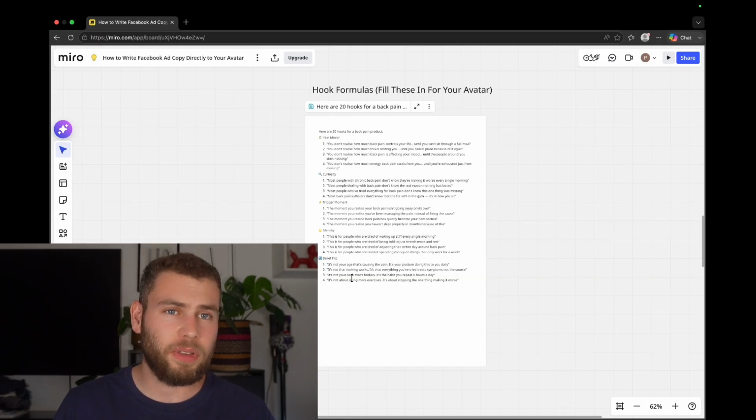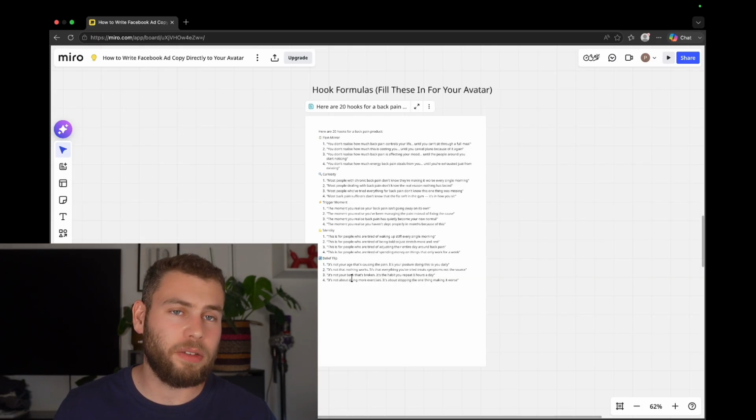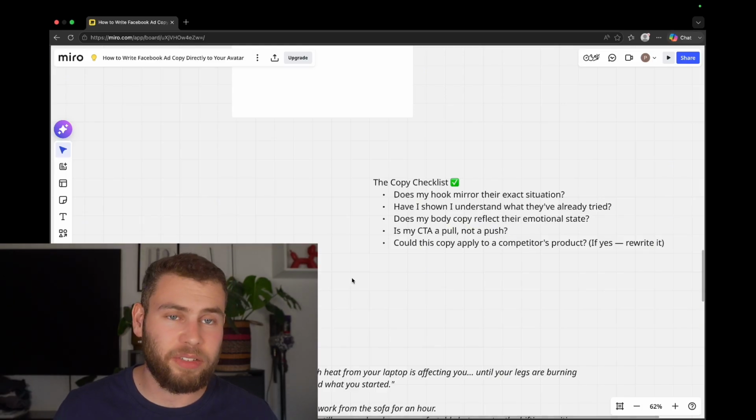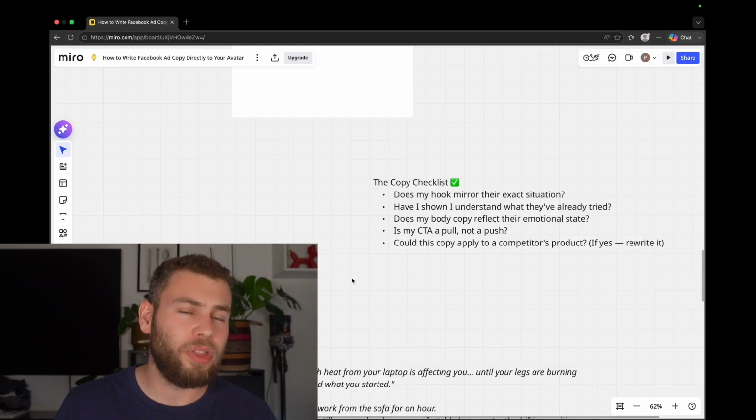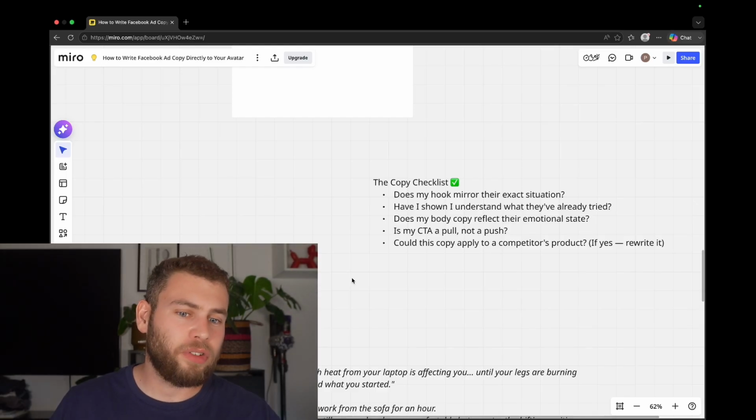Now with these, you can fill these in for your avatars, and it's going to constantly be feeding the chat prompt that you've got already, and we're going to be able to curate some amazing ad copy. So we have a bit of a copy check. Does my hook mirror their exact situation in their exact moment in their life? Have I shown I understand what they've already tried? Does the body copy reflect their emotional state? Is my call to action a pull and not a push? One thing to mention, if this copy could be applied to a competitor's product, we want to make sure we rewrite it.